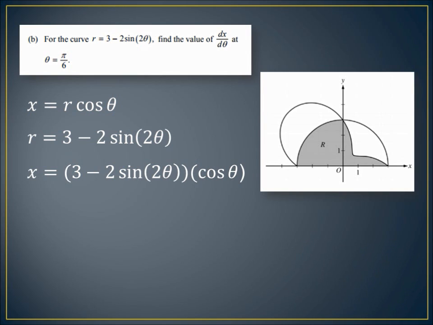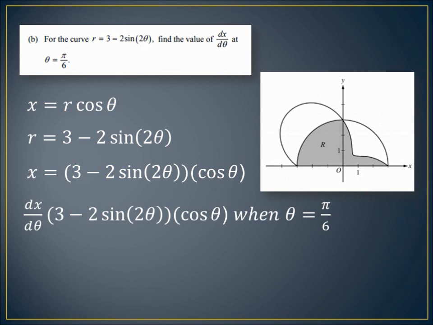So all we do is take the derivative of that when theta equals pi over 6. We put that into our calculator like I showed you before, and at theta equals pi over 6 we find that dx/d theta equals negative 2.366.